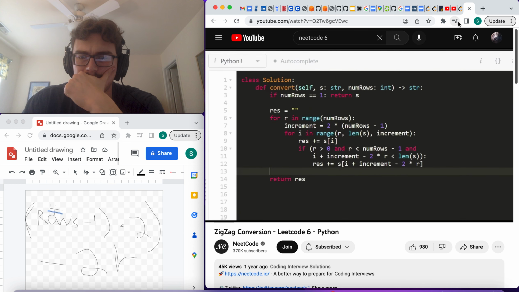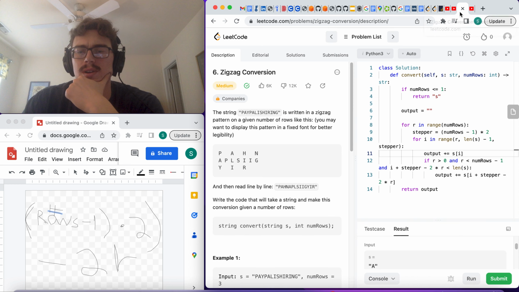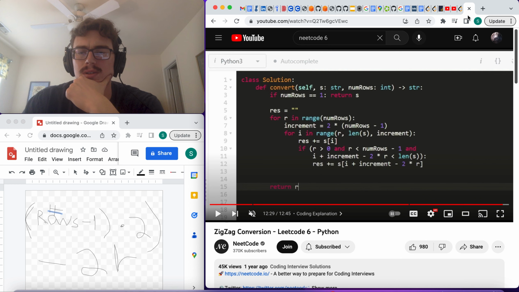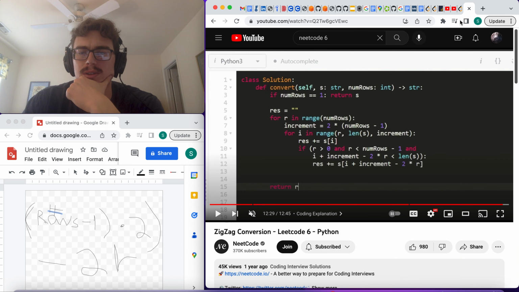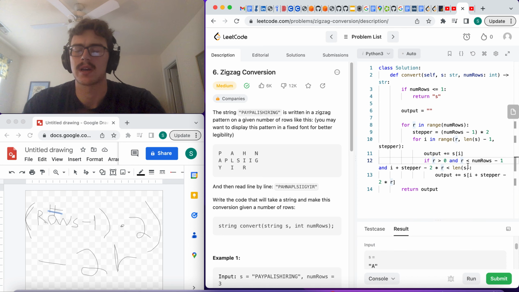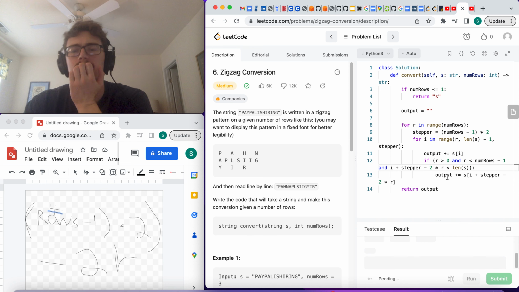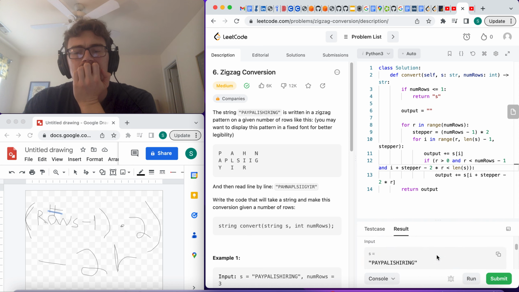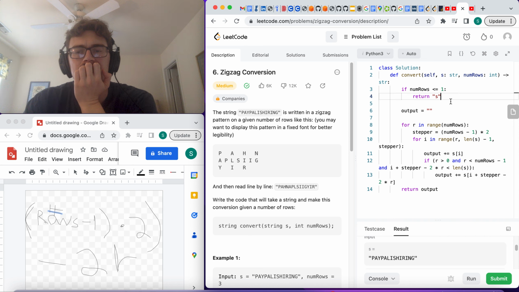Result I plus increment minus 2 times R. And I plus R less than. Okay, so that's a thing. I feel like that's maybe not gonna change it. Okay, that's fine.